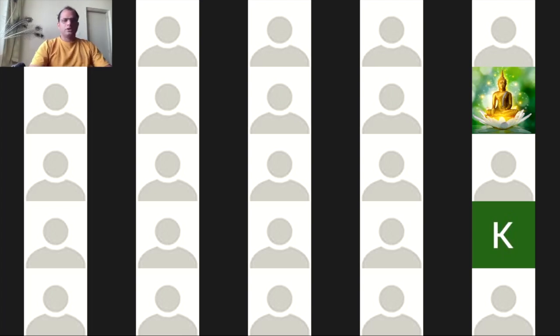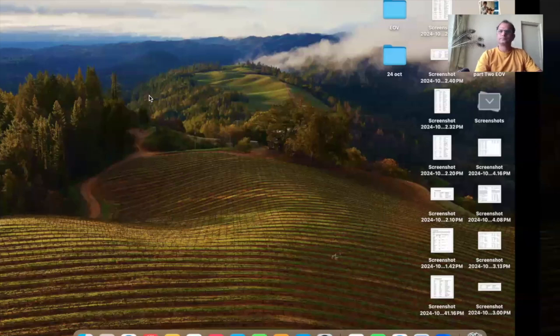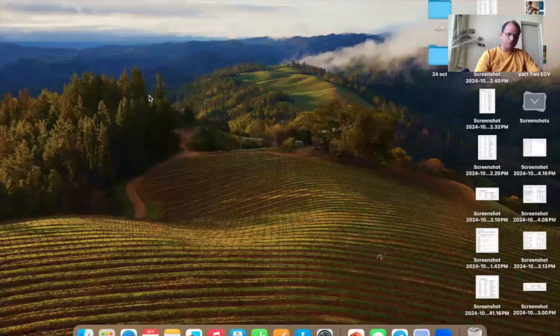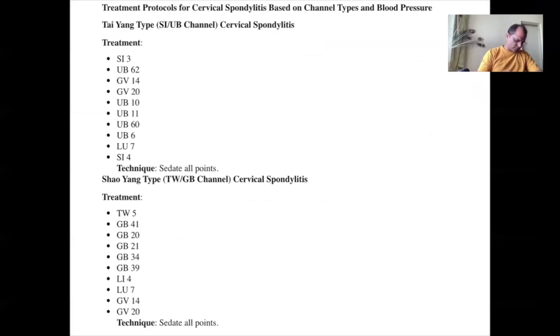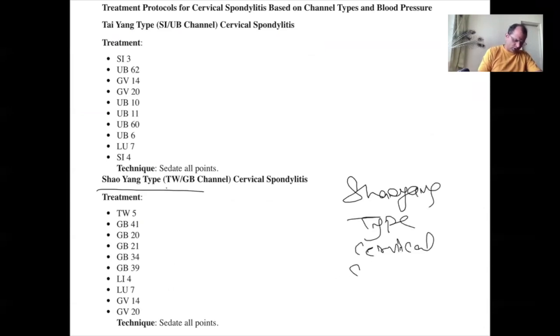Okay. So let's move to the next pain type. अब हम next type की बात करते हैं. In the TCM, it is called Shaoyang type pain. Shaoyang type cervical spondylitis.